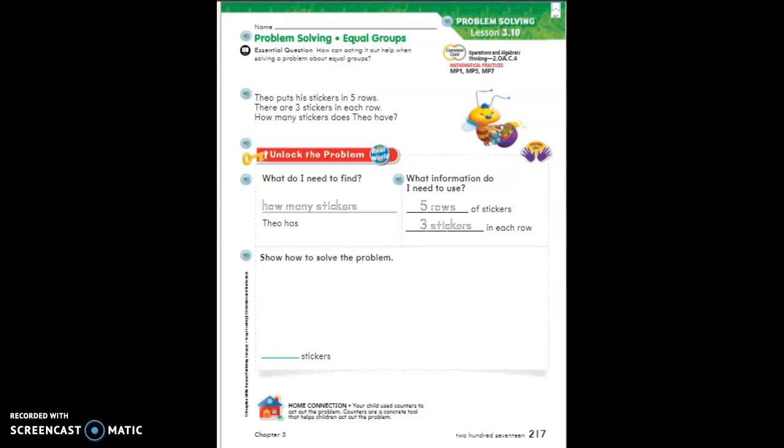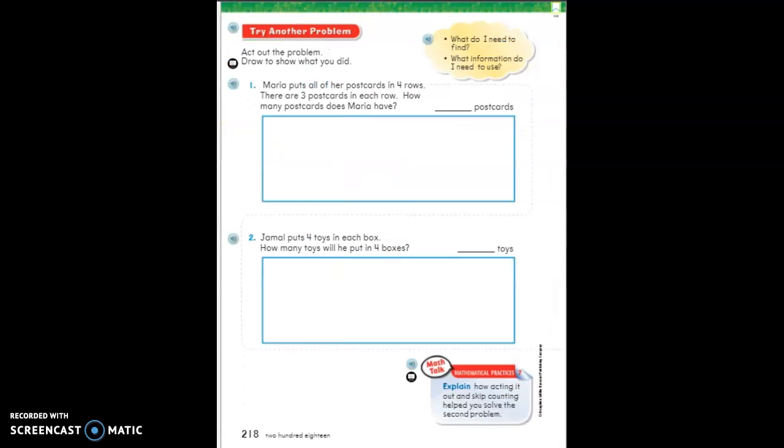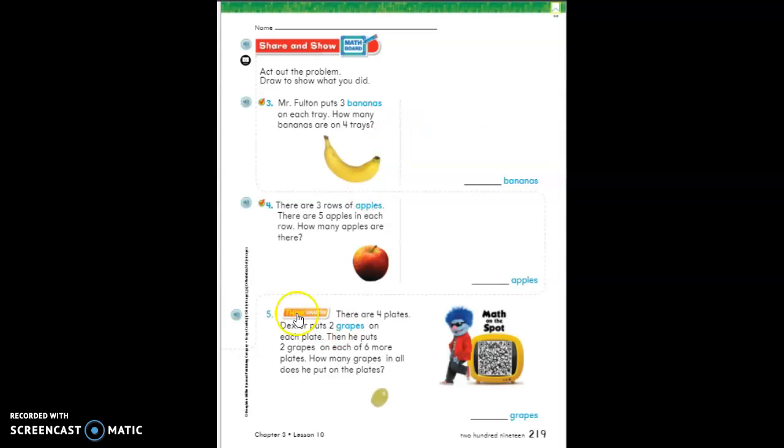Today we are going to be working on lesson 3.10, which is in your math book. It says problem solving equal groups and it's found on page 217. So you need to flip to that page and then we're going to flip to the next page. You're going to do these with your teacher and then we are going to start here on number 5.